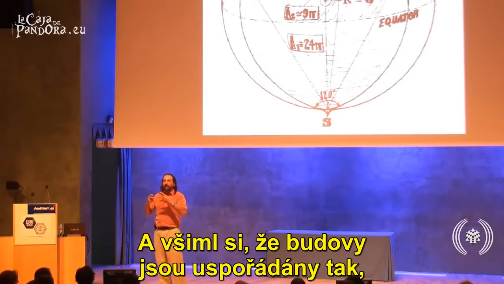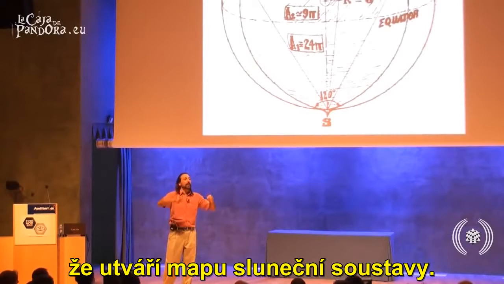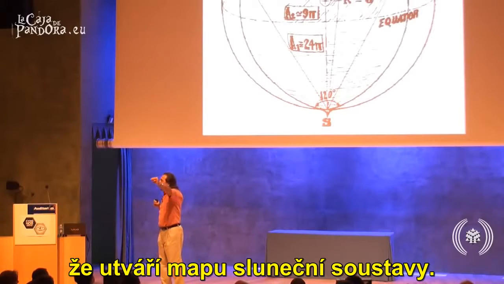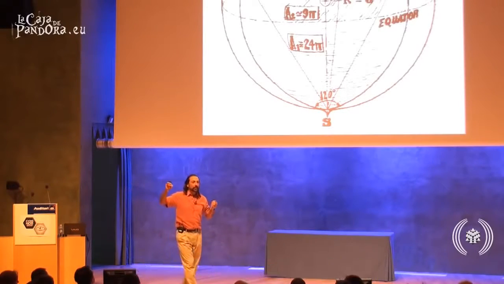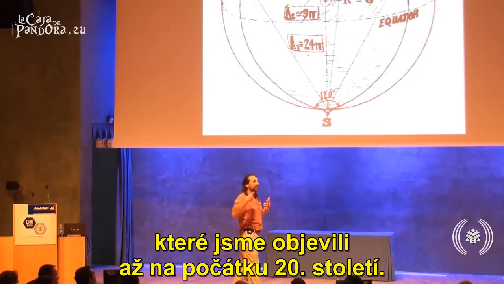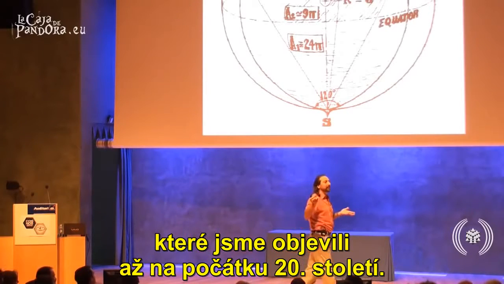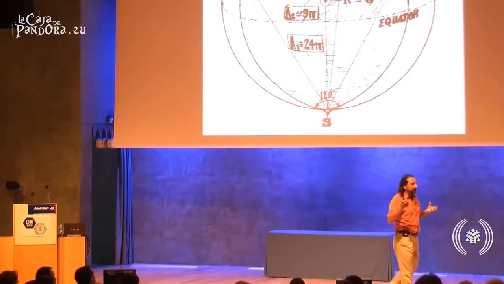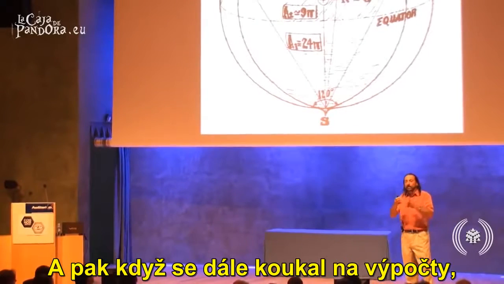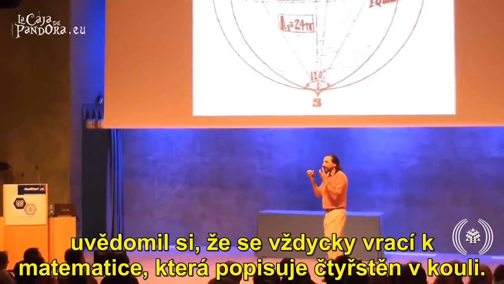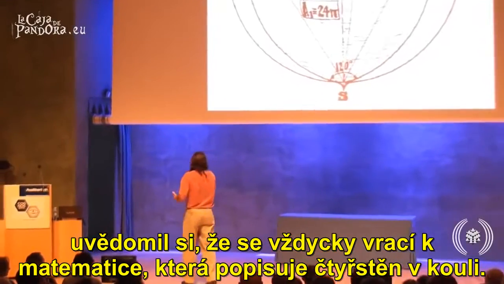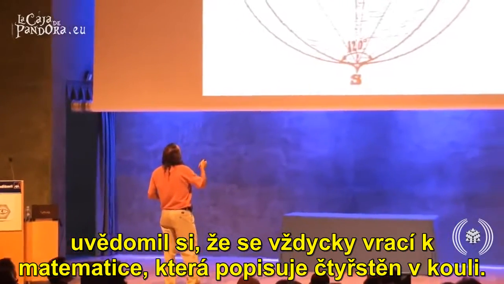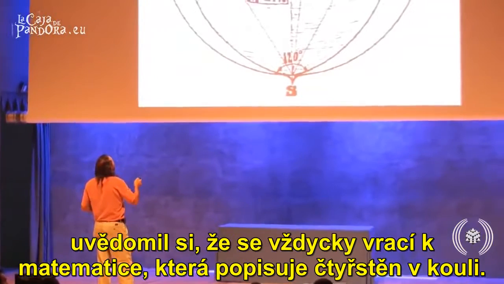And he noticed that the buildings were in position to each other so that it would make the solar system map, including Pluto and Neptune, which were not discovered by us until the early 1900s. And then when he continued to look at the math, he realized that they seemed to always come back to the mathematics that describe a tetrahedron in a sphere.